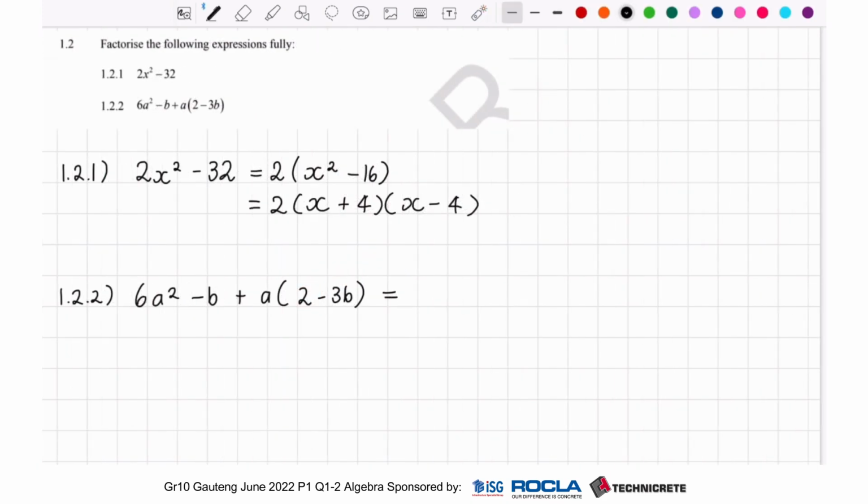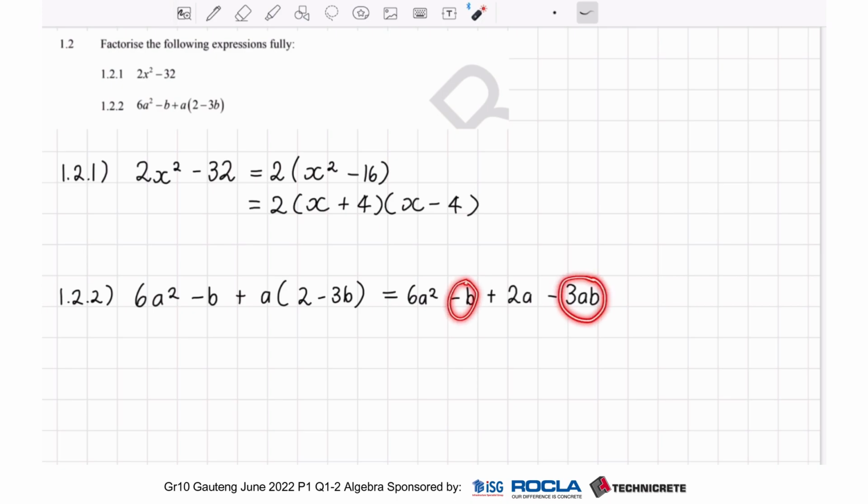So my first 2 terms are going to stay the same. And then I distribute the a, so for the first term I have 2a, and for the second term I have minus 3ab. Okay, and now I'm thinking that I can use grouping to factorize these things, and I can see that this term has got a b and this term has got a b, so I know that these two must be grouped together, which means that I'm going to group these two together.